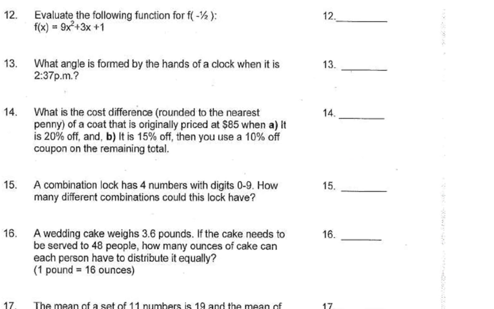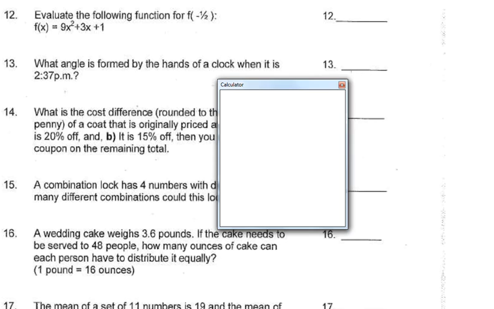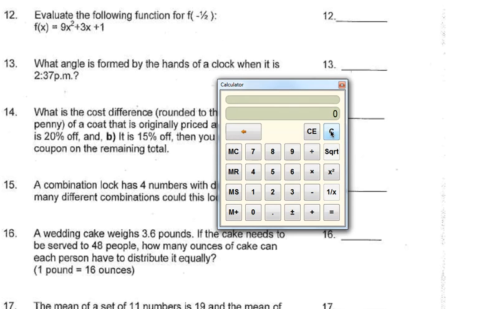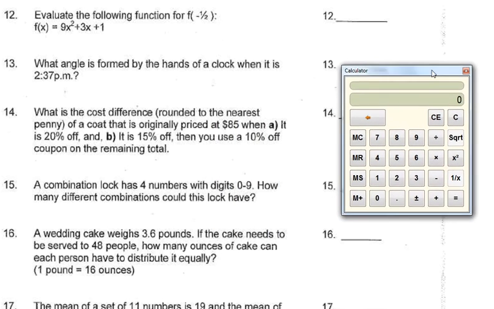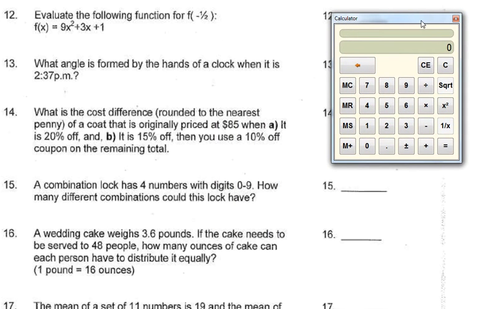So number 14, what is the cost difference, rounded to the nearest penny, of a coat that is originally priced at $85 when you have a 20% discount and if you have a 15% discount followed by a 10% discount. So I'm going to use a calculator on here. Although it's fun to watch me do math crazy fast, I think you'd rather watch other things.